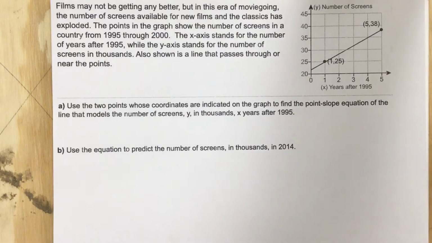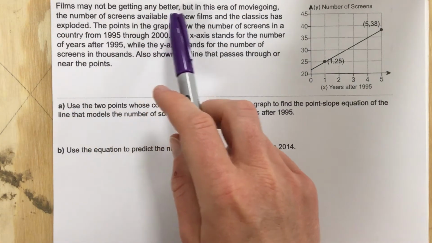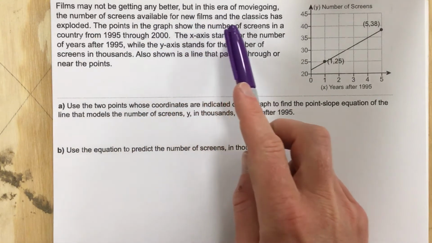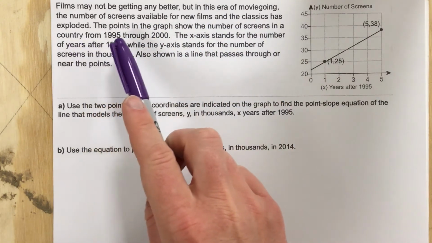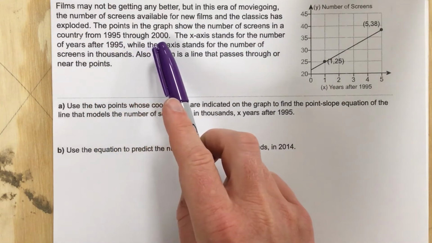This is problem number 2 from assessment number 2. In this problem it says, films may not be getting any better, but in the era of moviegoing, the number of screens available for new films and the classics has exploded. The points in the graph show the number of screens in a country from 1995 through 2000.